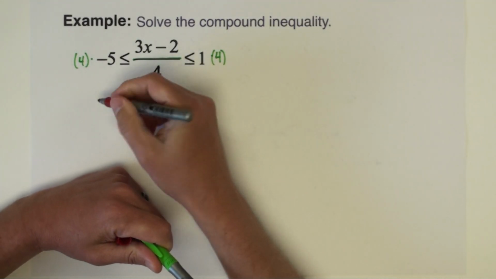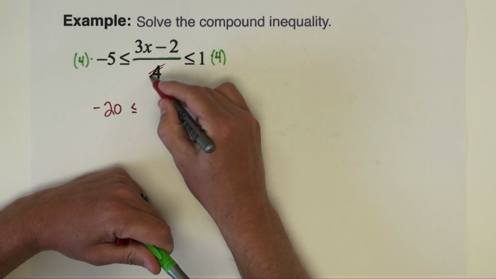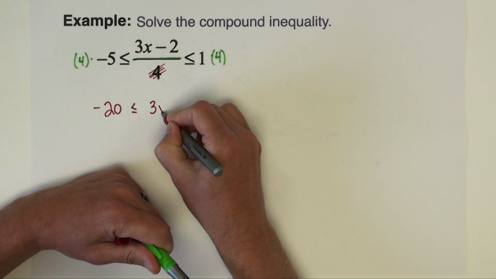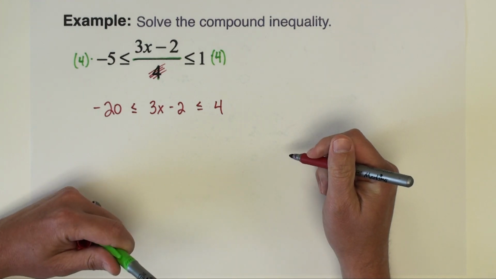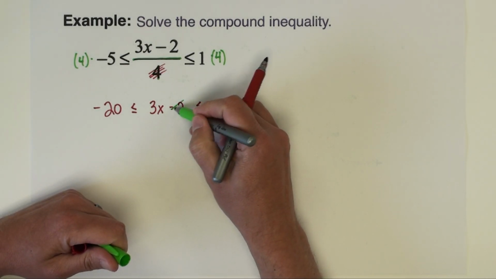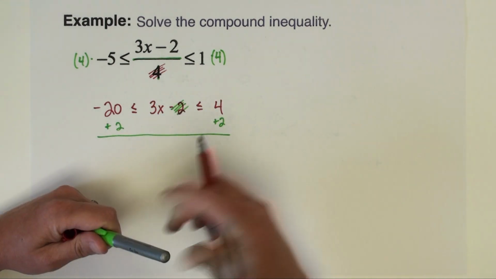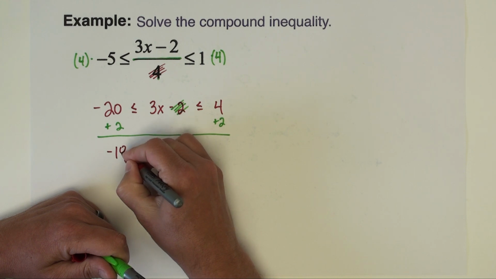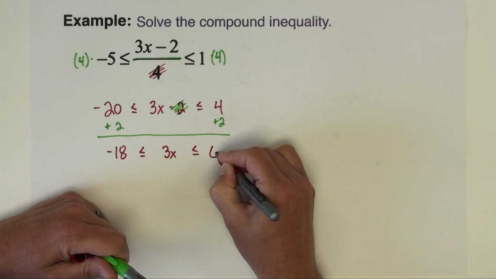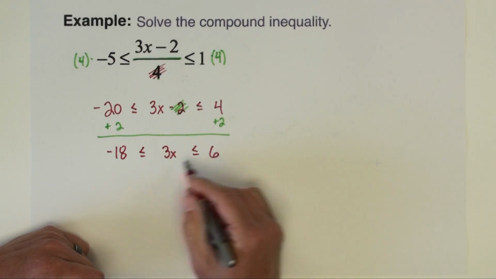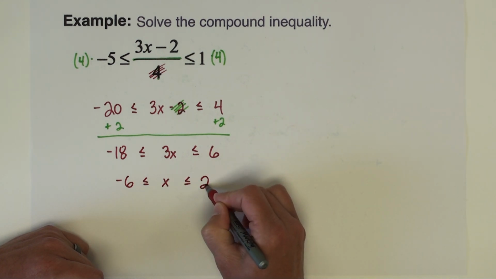And so I'm going to end up with negative 20 is less than or equal, and by multiplying by 4, that's out. So now we just have 3x minus 2 is less than or equal to 4. Okay, now we can continue solving. This minus 2 is going to have to add to both inequalities. So we're going to get now negative 18 less than or equal to 3x, that's less than or equal to 6. If we divide both sides by 3, we get negative 6 is less than or equal to x, which is less than or equal to 2.